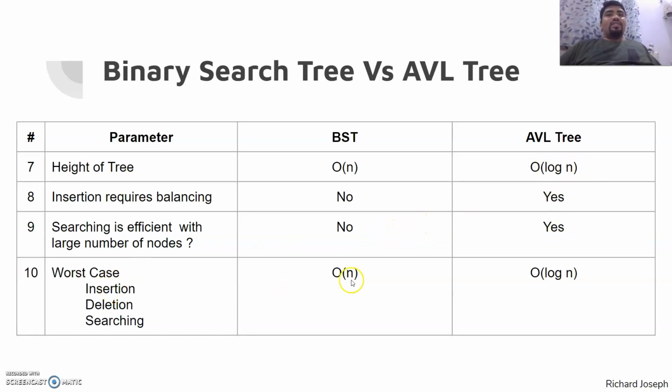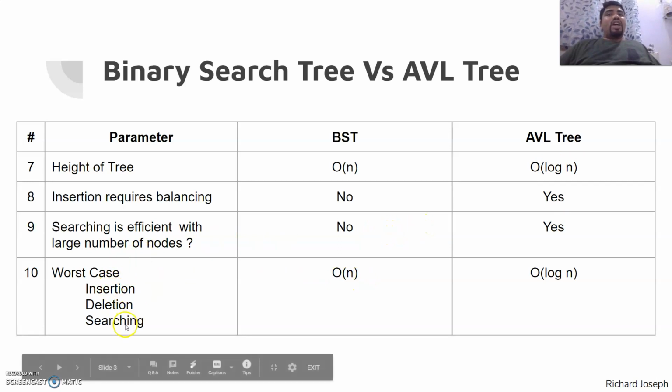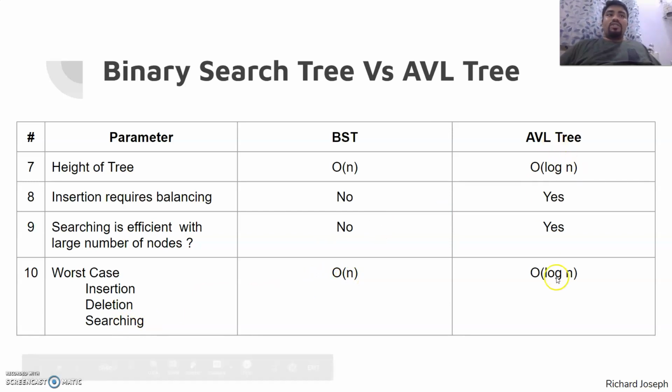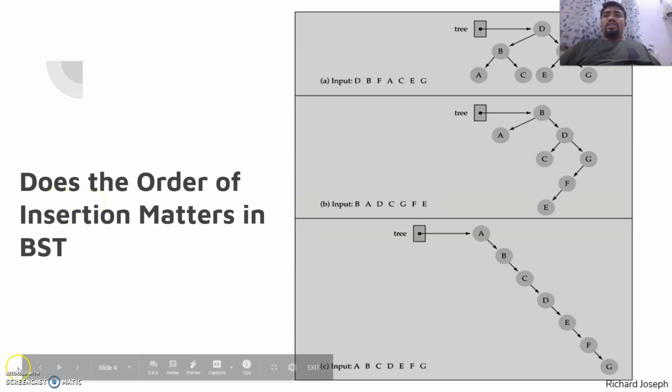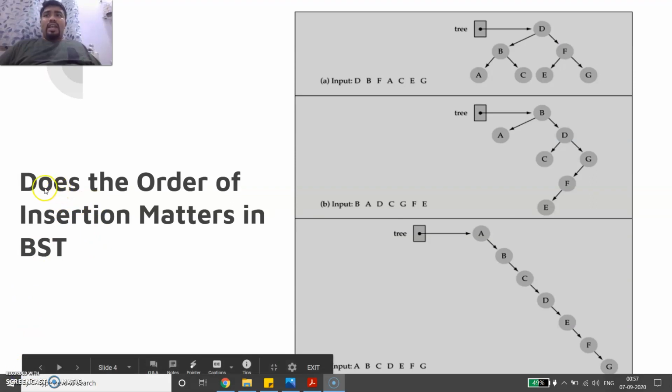Now, in the worst case scenario, the insertion, deletion, and searching, all three for a binary search tree can go up to big O of n, but for AVL trees, it is not going to exceed big O of log n. Let's understand this with the help of an example. You can see this question where I've asked, does the order of insertion matter in a binary search tree?